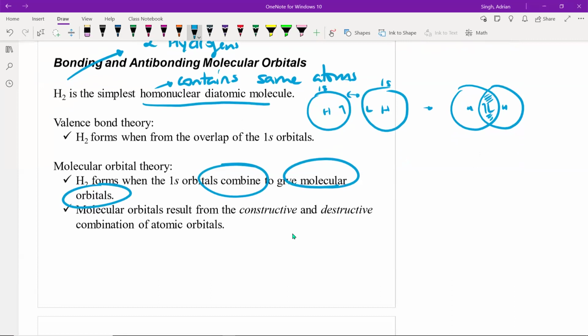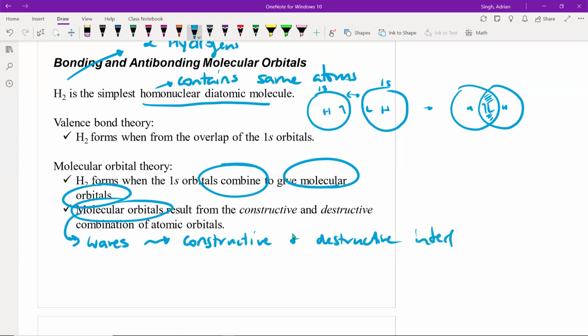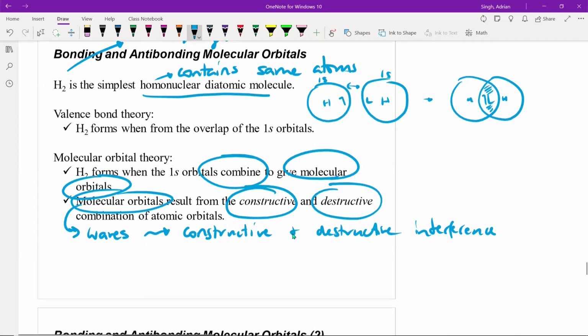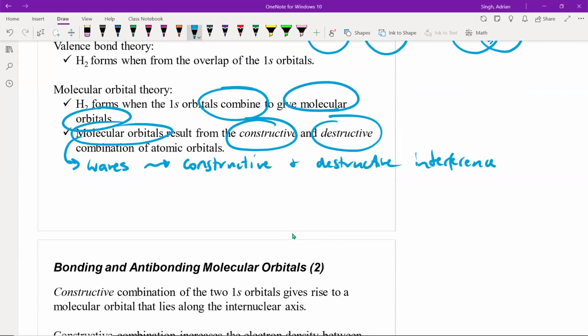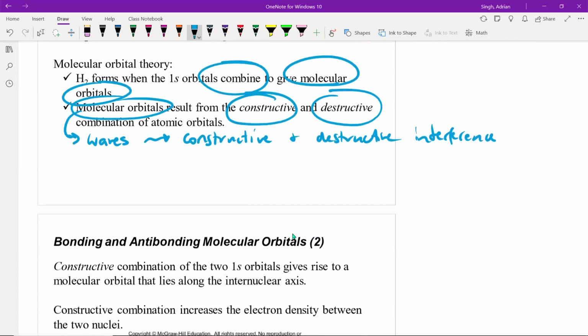Now, the thing to keep in mind is that, according to what we learned earlier with quantum mechanics, our orbitals we can consider as waves, and these are going to have similar characteristics that waves do. They're going to have constructive and destructive interference. This is the way that these atomic orbitals are going to combine in a constructive way and also in a destructive way, a combination of the atomic orbitals. Okay, so what's the difference between constructive combination and destructive combination?